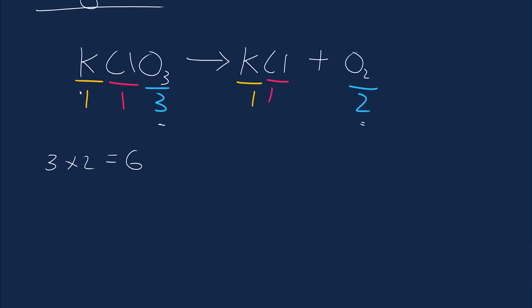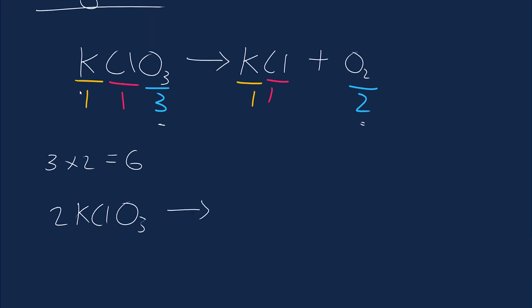So if we want to make sure we have 6 oxygens on either side, you can then affect those changes. So how do we get to 6 oxygens? Well, in this case, on the left hand side, you would double it because we have 3. So we have 2 KClO3.